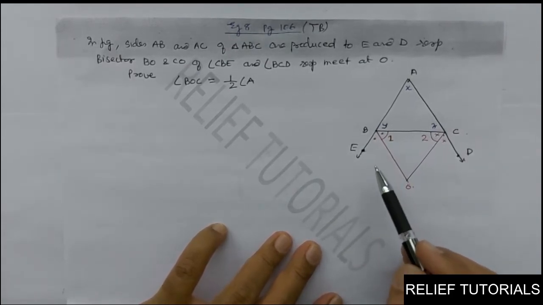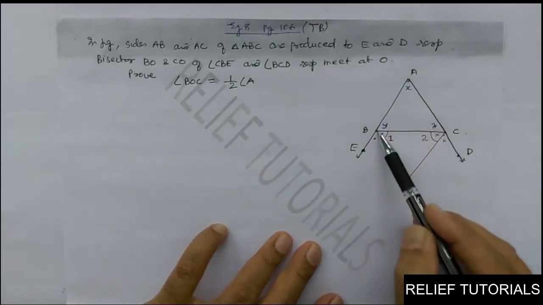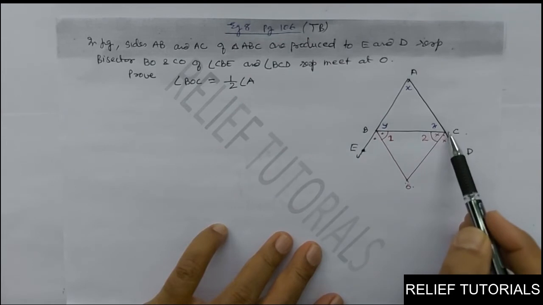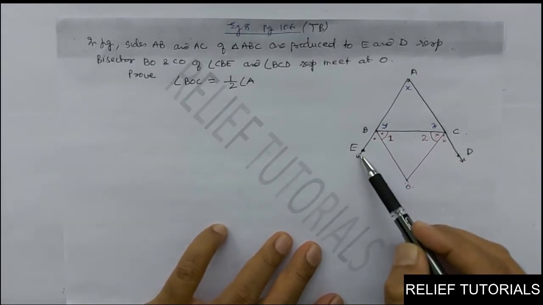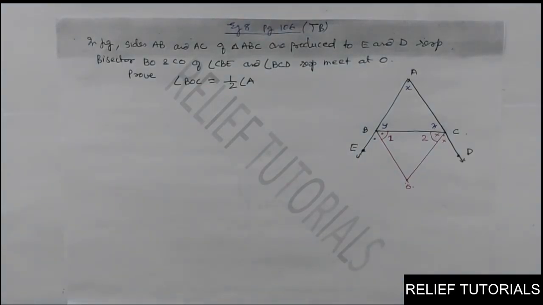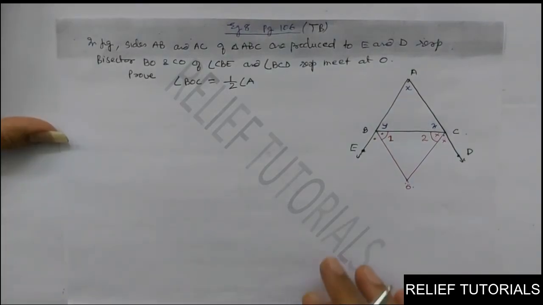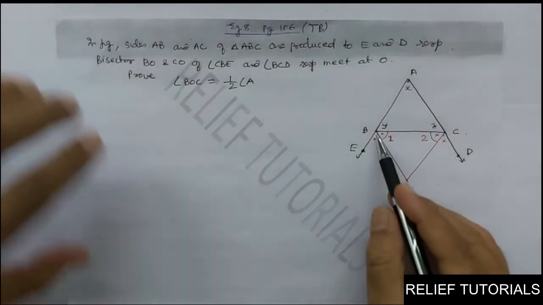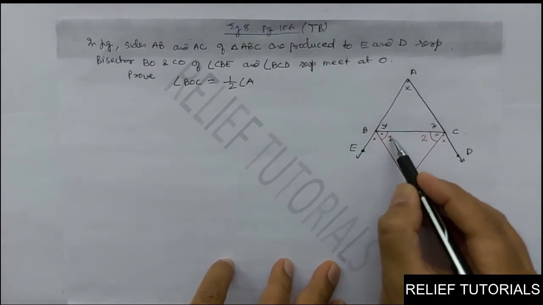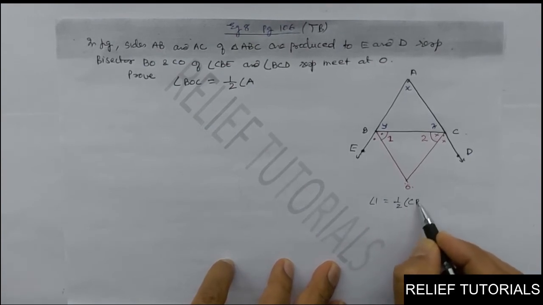See now, moral of the story you see here. Look here. This BO is the bisector of angle CBE. So this angle 1 is equal to half of angle CBE, we can say. Clear? See, I will do some rough work for your clear understanding. See here, what I told you, BO is the bisector. So this angle 1 is equal to half of angle CBE. Any doubt?